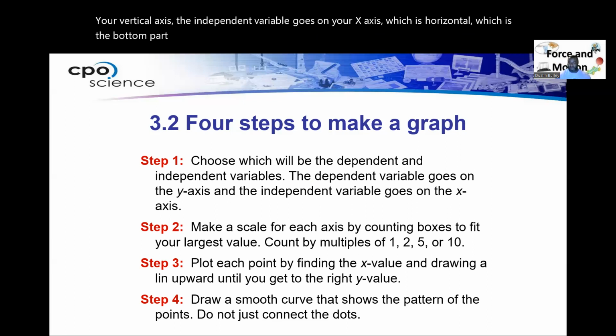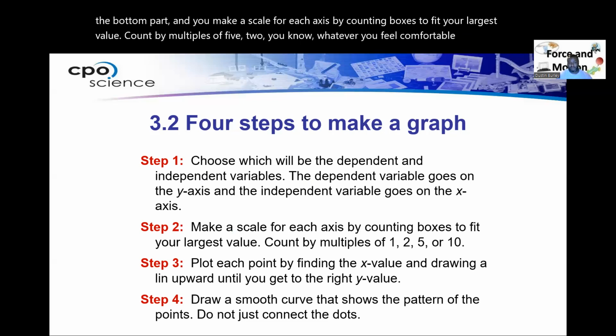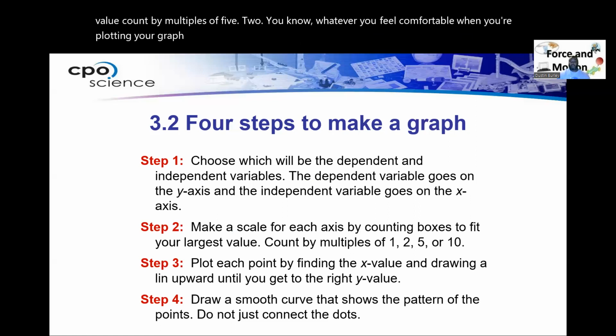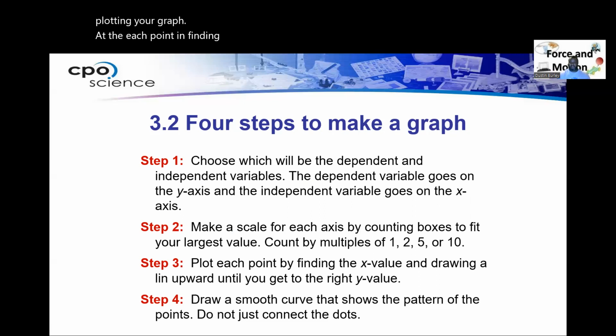And you make a scale for each axis by counting boxes to fit your largest value. Count by multiples of 5, 2, whatever you feel comfortable with when you're plotting your graph. And put each point and finding on the x, match it up, put it over, put a dot.